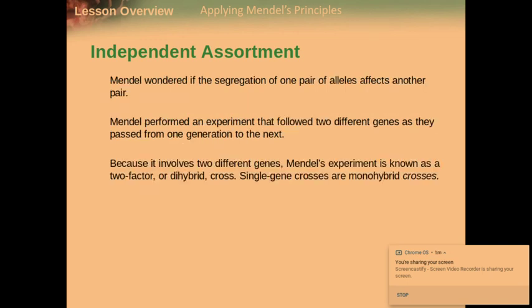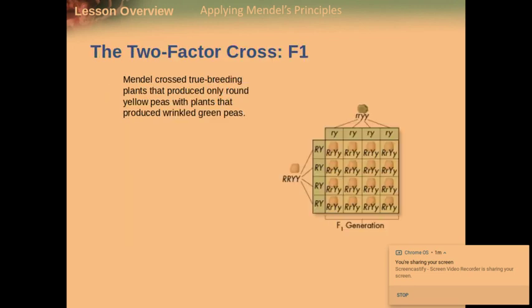So Mendel wondered if the segregation of one pair of alleles affects another pair. Mendel performed an experiment that followed two different genes as they passed from one generation to the next. Because it involves two different genes, Mendel's experiment is known as a two-factor or dihybrid cross, di meaning two. Single gene crosses are monohybrid crosses, so that's what you guys have done so far.